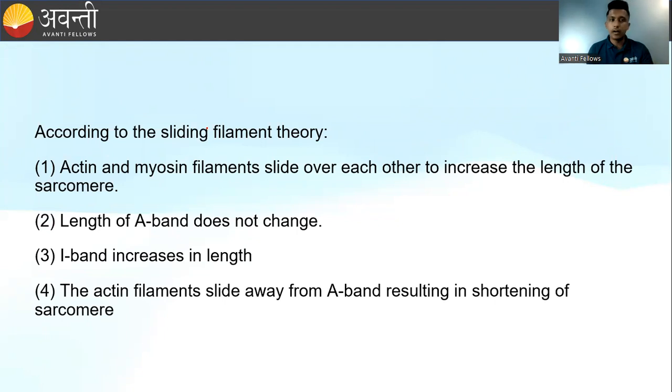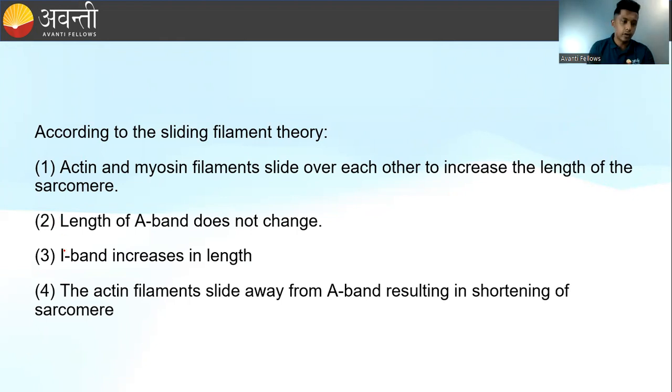When you look at this, according to the sliding filament theory, what happens? Actin and myosin filaments slide over each other. That is absolutely right. Now, increase in length of the sarcomere? The sarcomere contracts actually. Okay, that leads to contraction of the sarcomere. So that is why the last option, the actin filaments slide away from the A band, resulting in the shortening of the sarcomere.